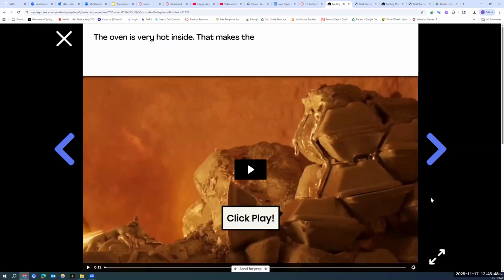The oven is very hot inside. That makes the metal melt. It starts to turn from solid liquid into, it starts to turn from a solid into a liquid. Excuse me.